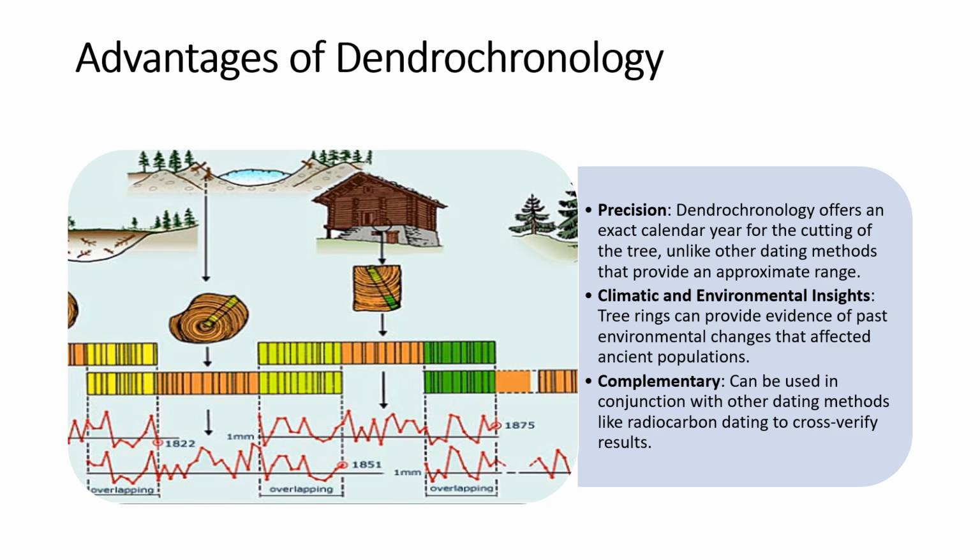Now, coming back to the second point, it provides climatic and environmental insight. By studying tree rings, we can learn about past weather conditions, which definitely helps us explain how ancient populations responded to environmental challenges, such as drought or other climatic conditions. Finally, dendrochronology can also be used in combination with other dating methods like radiocarbon dating. This cross verification strengthens the accuracy of our dating and helps us build a more comprehensive timeline.